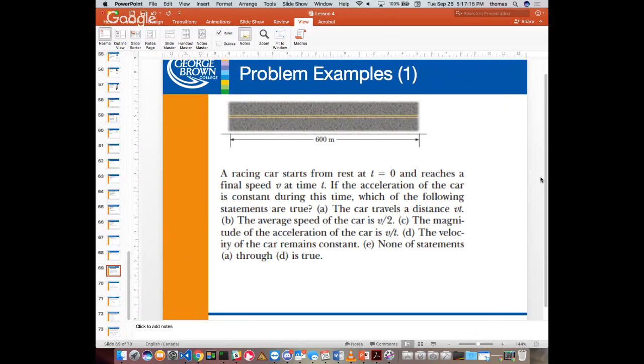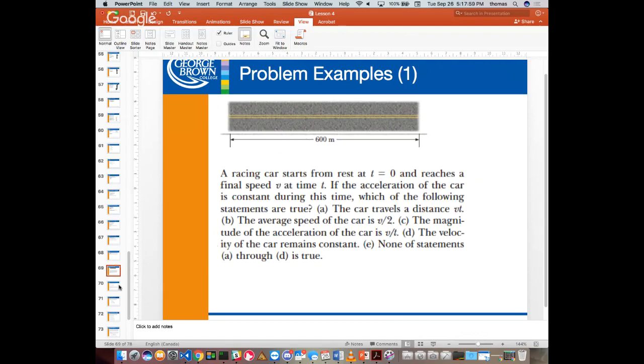Isn't it just B? The average speed of the car. Remember I talked about speed and velocity, right? And think about this for a second. And C, the magnitude of the acceleration of the car is v divided by t. The magnitude of the acceleration. Remember we talked about, here's 600 meters. We take a look at the diagram. We also have some interesting information here. 600 meters, right? So we're going to go from one end to the other, 600 meters, in a specific time, right? And E, none of the statements are true, right? Or A through D is true.